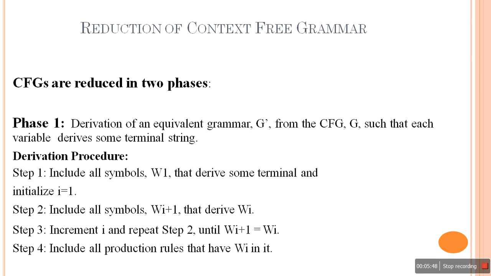Means in step 1 we have to include all the symbols that derive some terminal symbols also, and initialize i as 1. In step 2 we will include all symbols such that we derive Wi and it becomes Wi+1. Means we will increment the value of i by 1. Step 3, increase the value of i by 1 and repeat step 2 until Wi+1 becomes Wi. Include all production rules that have Wi in it.